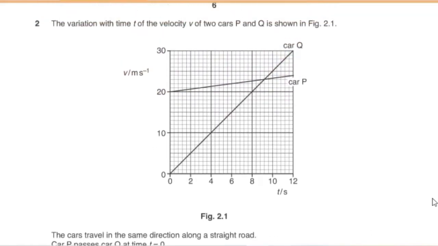So the maximum speed that car Q reaches is 30 meters per second, which we must convert to kilometers per hour. To convert 30 meters per second to kilometers per hour, we need to divide 30 by 1000, and since this is per second, we need to convert seconds into hours, so divide by 1 over 3600, and this leaves us with 108 kilometers per hour.